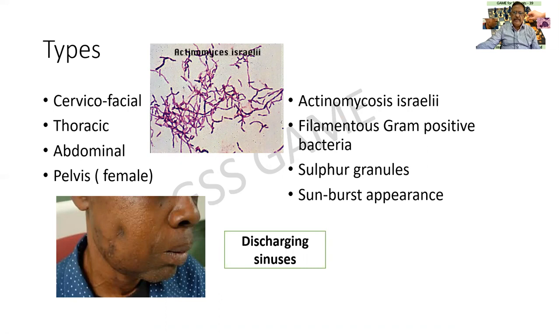Clinically, the patient can be presenting with discharge of sulfur granules, and there can be a sunburst appearance. In this picture, I am finding a few sinuses which have healed. These are the discharging sinuses, classical of actinomycosis.